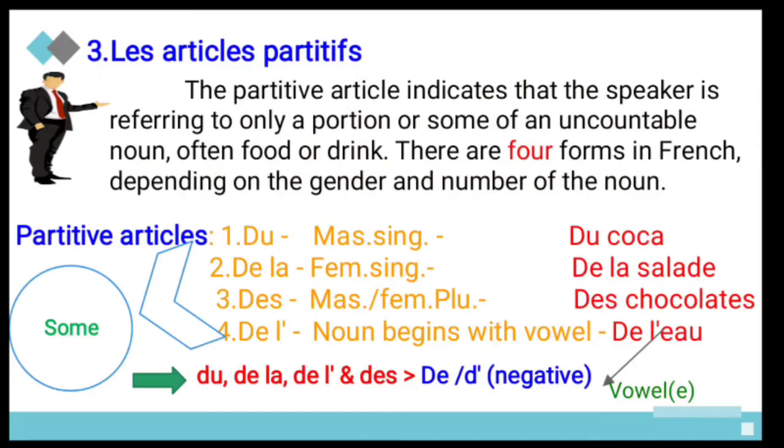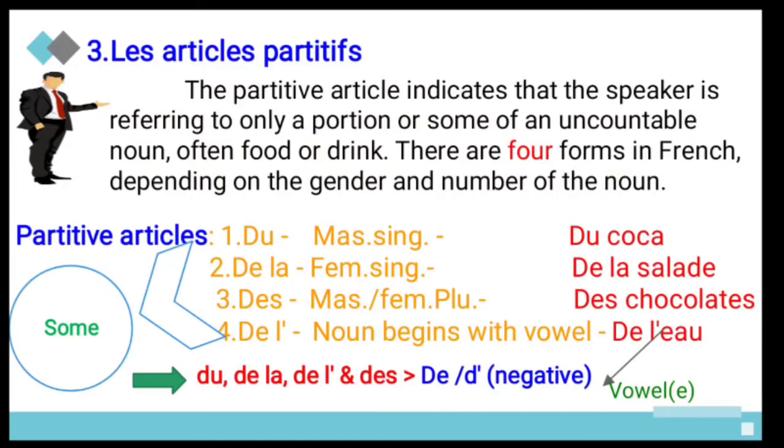So partitive article means what? Some only. First one is du. It is used for the masculine singular. See the example, du coca, some Coca-Cola. And de la is used for the feminine singular, de la salade. Salad, it's a salad only. And des is used for the masculine plural as well as the feminine plural. See the example, des chocolats, some chocolates.